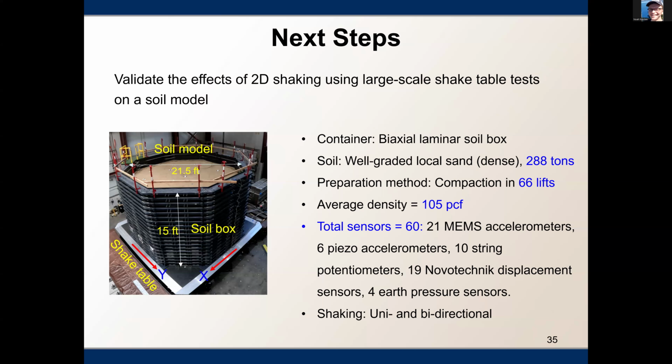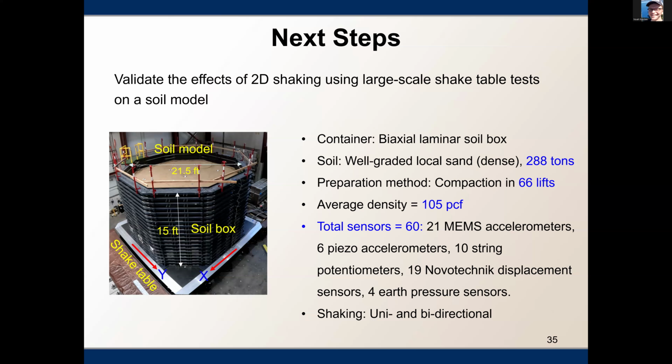And the soil we are using is a well-graded local sand that was locally obtained and in a dense configuration. So for this first model, I used like 288 tons of soil in this box. For the preparation method, I used the compaction method to compact the soil. So I did that in 66 lifts. So dumping the soil and compacting was done in 66 lifts. The average density I obtained for this soil model is around 105 pounds per cubic feet.